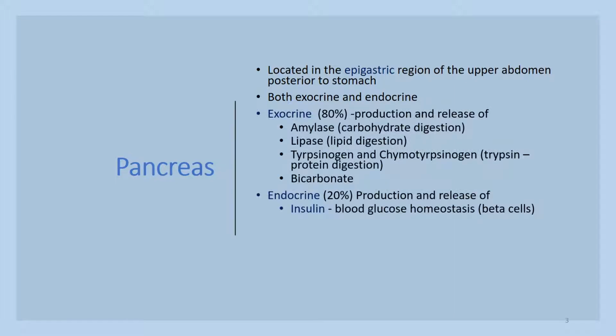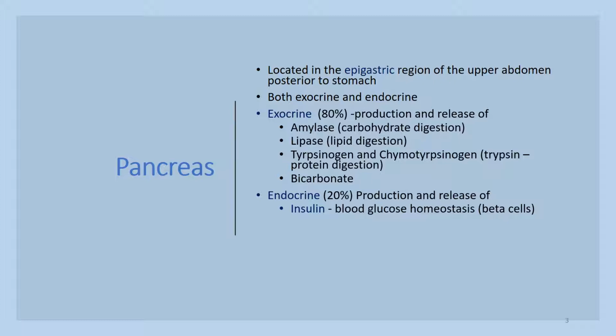The exocrine function of the pancreas involves the production and release of several digestive enzymes: amylase for carbohydrate digestion, lipase for the digestion of lipids, and trypsinogen and chymotrypsinogen, which form trypsin for protein digestion. It also releases bicarbonate, which alkalizes the stomach contents as they enter the duodenum.